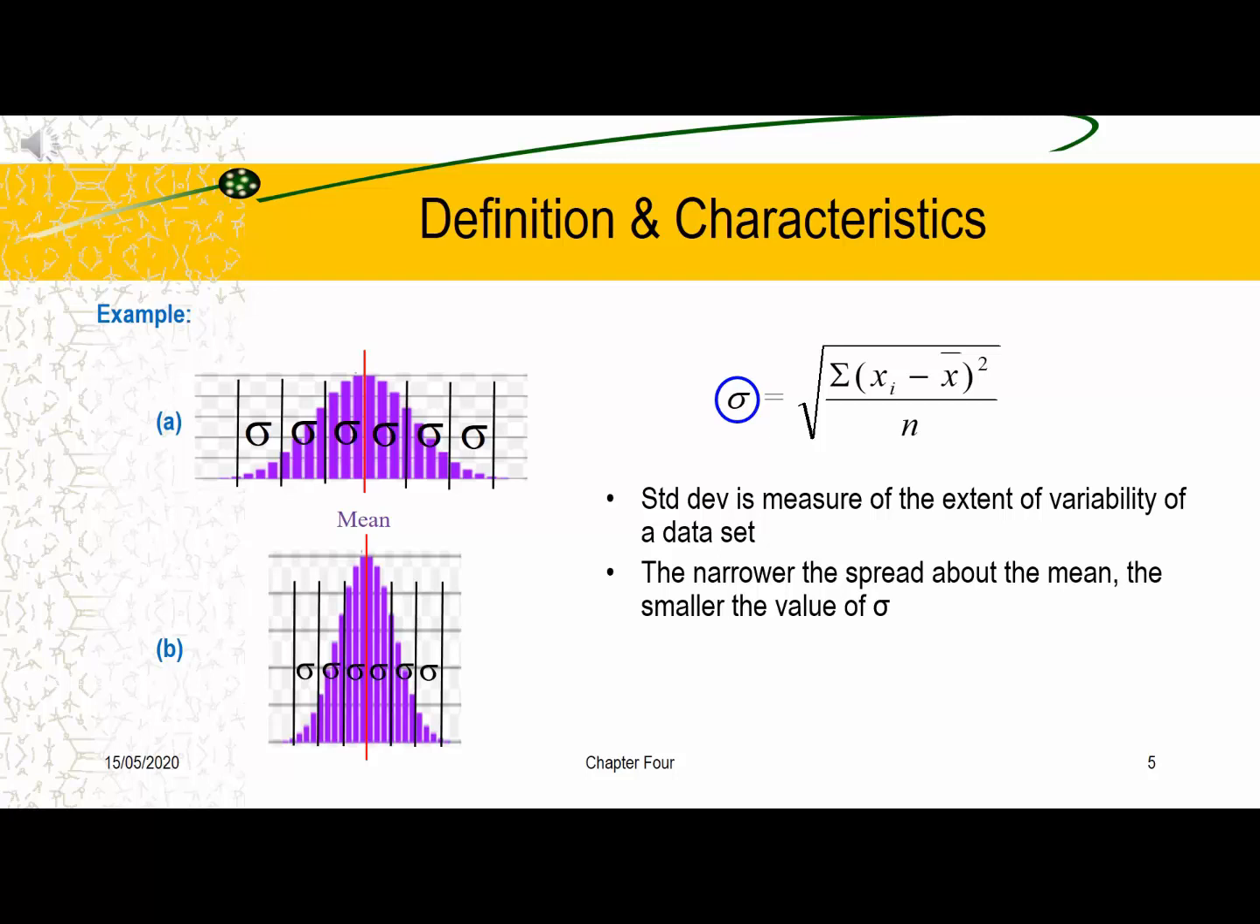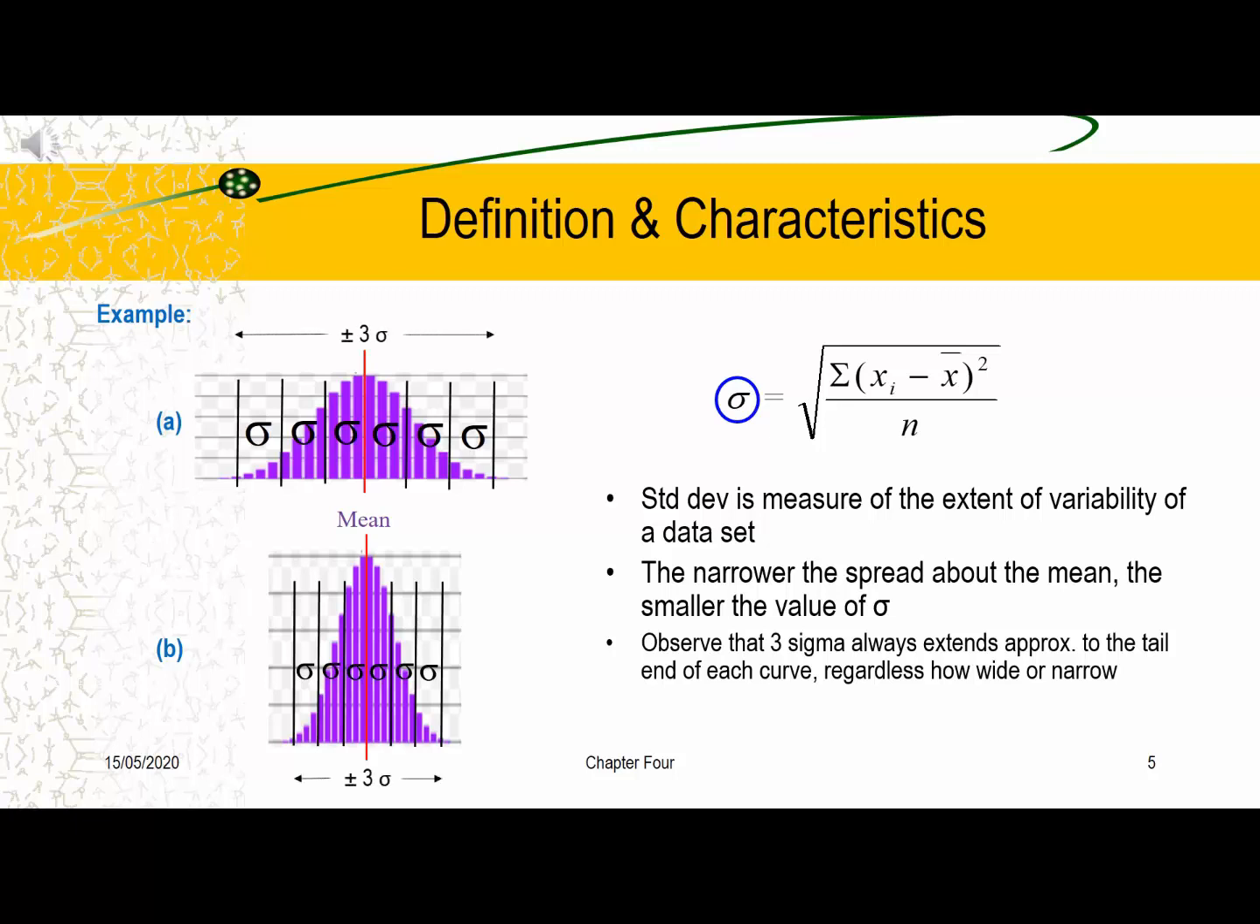Now compare the two curves that are shown. You will observe that plus or minus 3 sigma always extends to almost the entire width of each curve, regardless of how wide or narrow the curve is.